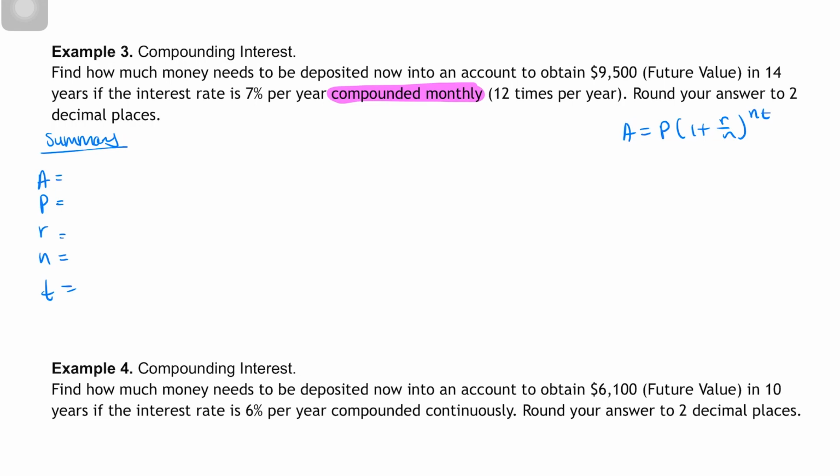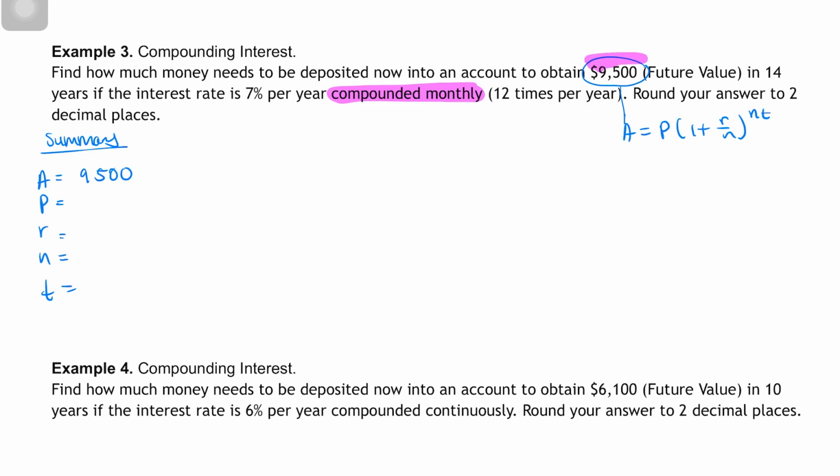So if you think about this problem, this is a little bit different than the previous problems because in this case they're asking you how much you need to deposit into the account. That means at the beginning of your investment, so that in the future, after 14 years, you have $9,500. So this number, we have to be careful. This number is not what you're investing. That's not your P. This is actually your A. So A is 9,500.